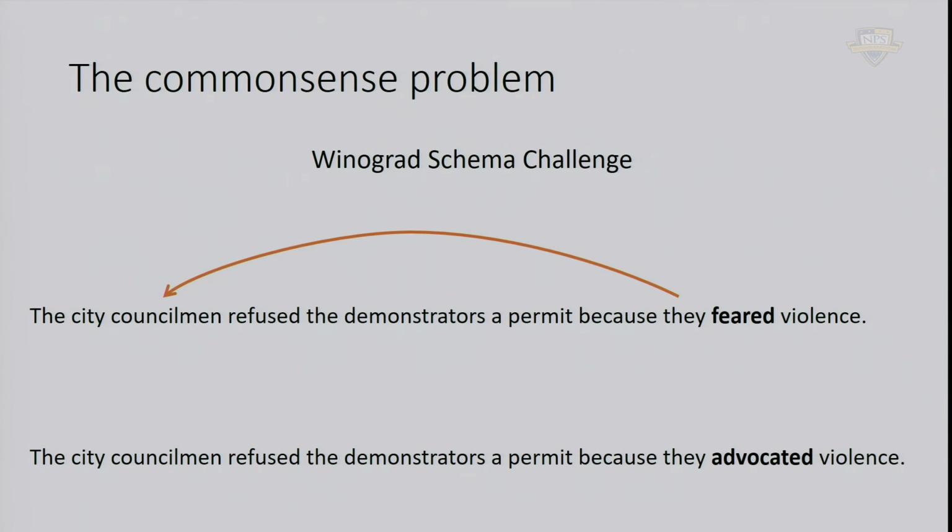So in the first case, you would say, well, they feared violence. This sentence must be referring to the city councilman. They were afraid the demonstrators might exhibit violence. And in the second case, they advocated violence. So the permit was rejected because the demonstrators were advocating for a violent approach. Well, this is trivial for us.